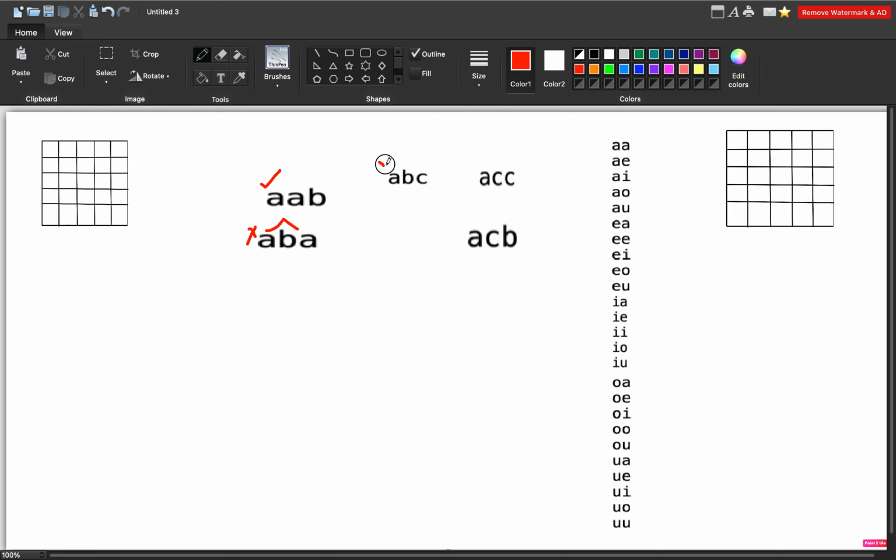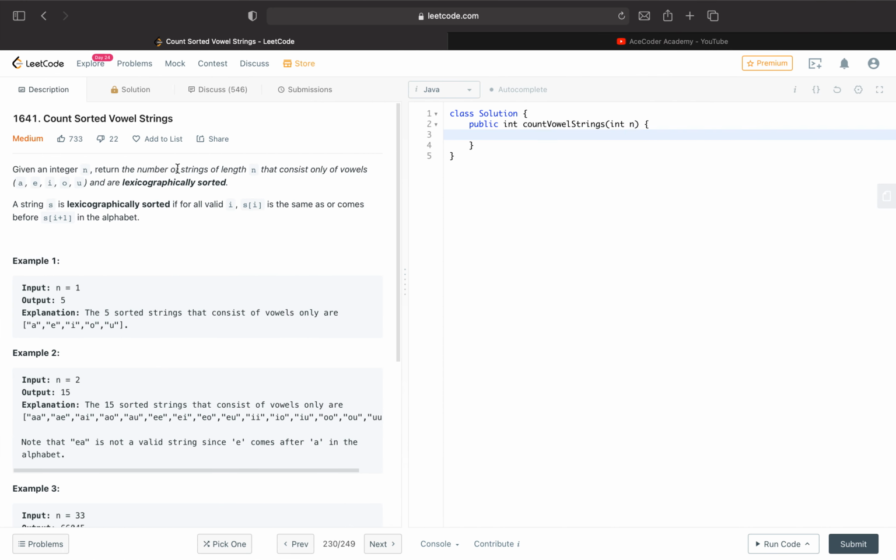Similarly, ABC is lexicographically sorted since a is lesser than b is lesser than c. Similarly, ACC is also lexicographically sorted since a is lesser than c, equal to c. Similarly, ACB is not lexicographically sorted because here c is greater than b. So I hope you understood what lexicographical order means. So let's understand what else the question is saying, that we have to return the number of strings of length n that consist of only vowels.